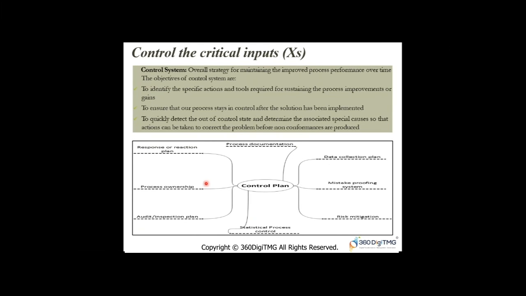All right, let us now discuss how to control the critical inputs. First things first, we need to come up with the overall strategy for improving the process performance over time, right? We need to come up with a strategy for maintaining the improved process. You have improved a process does not mean you're going to leave it aside. Remember, we have discussed in the measure phase that the improvements that you bring in now, even if it is a Six Sigma process, if it is left unattended or if you do not do any continuous optimization or improvement on that, your sigma level tends to drop by 1.5 sigma, right?